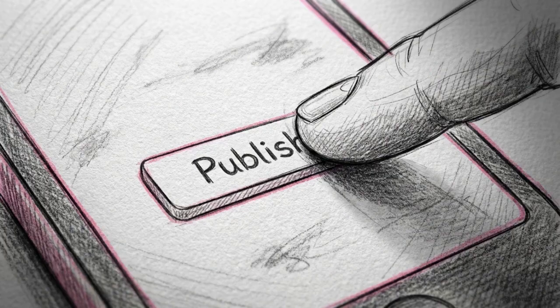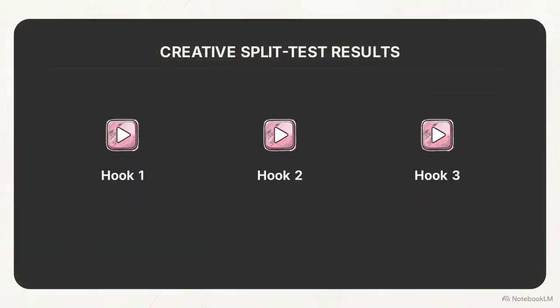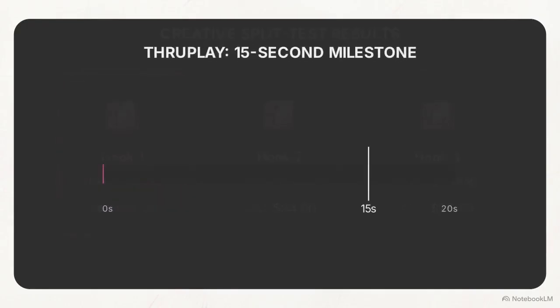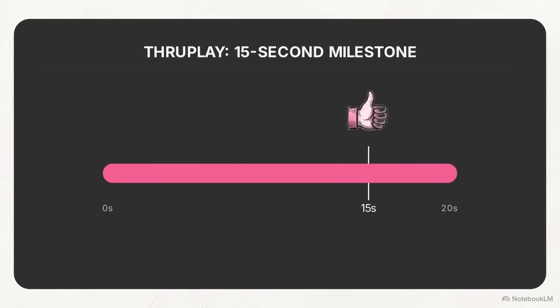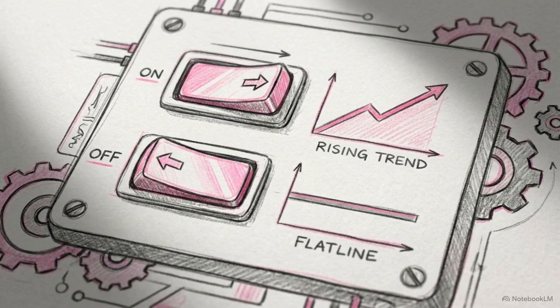Hit publish. Now, implement a strict waiting period. Let the campaign run for 5 days, or until it hits 1,000 impressions, before you touch anything. Evaluate the split test by checking the ThruPlay rate and the cost per lead. ThruPlay is Meta's metric tracking how many people watched at least 15 seconds of your video. Identify the video with the highest ThruPlay rate and the lowest cost. Scale the budget on that winning hook and immediately turn off the losing variations.